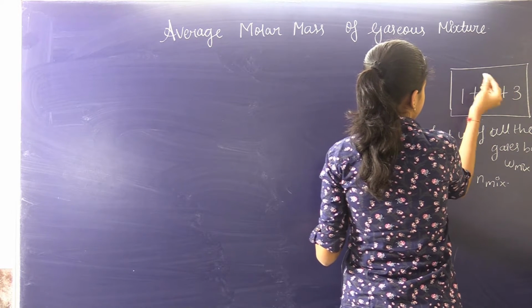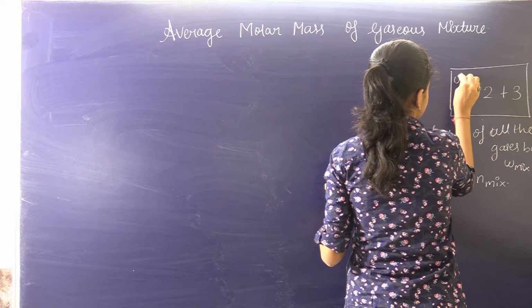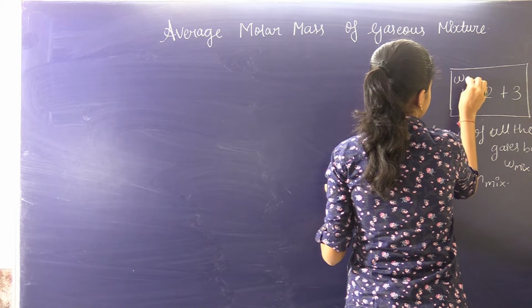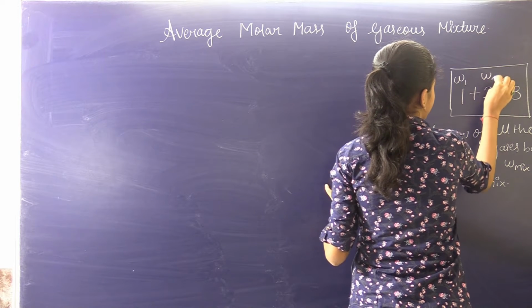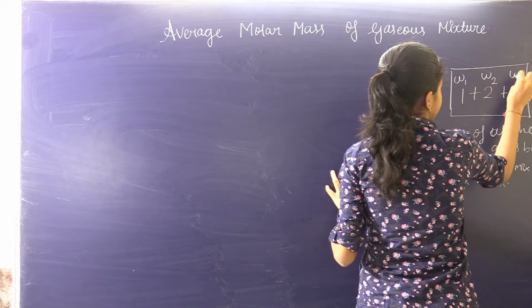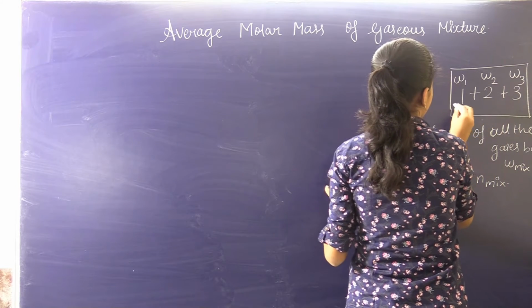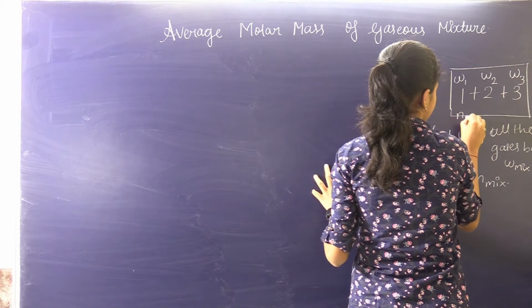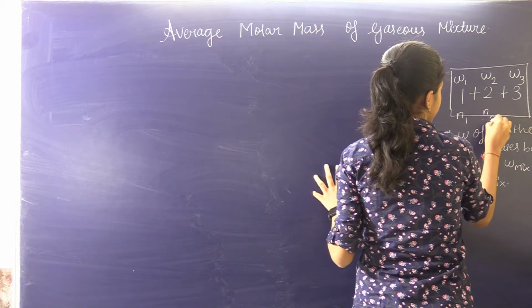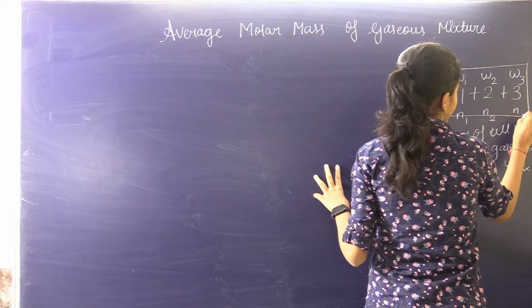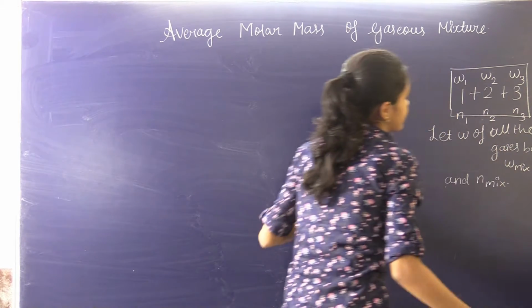Weight of gas number 1 will be W1, weight of gas 2 will be W2 and weight of gas 3 will be W3. Number of moles in gas 1 will be N1, number of moles in gas 2 will be N2, number of moles in gas 3 will be N3.